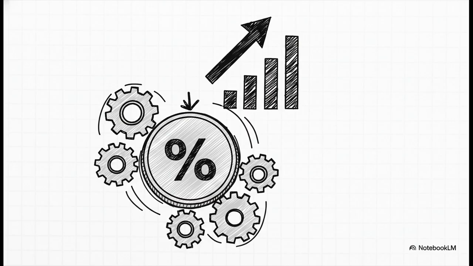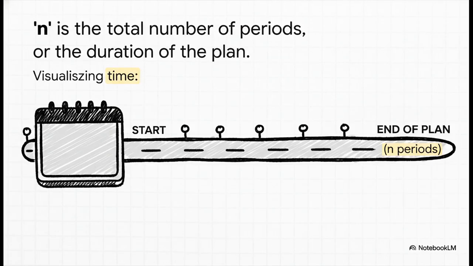A higher I means you need less money up front. A lower I means you'll need a lot more. It's incredibly powerful. And finally, we have N. N represents the total number of periods, or the total number of withdrawals you plan to make.